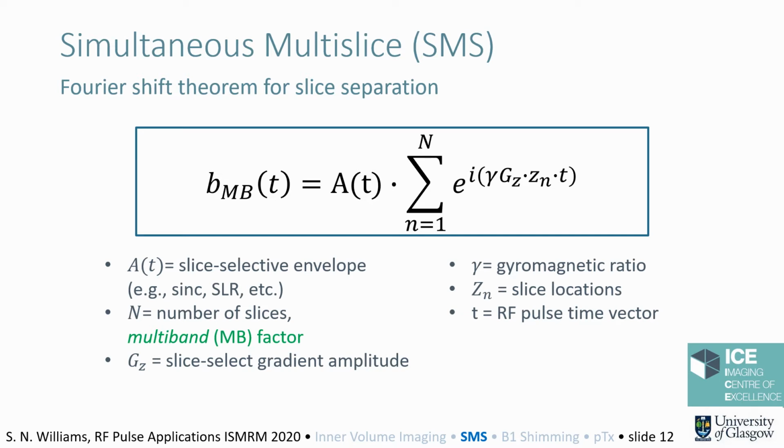Mathematically, we express the generation of SMS pulses as the following summation. In the classic form of SMS, the same slice-selective pulse envelope is used for all excitations. The number of pulses n that are generated is also known as the multiband factor. Also in the classic form of SMS, a common slice-select gradient is played out and the slice spatial locations are assigned as regularly done in slice selection and is shown in the exponential term.